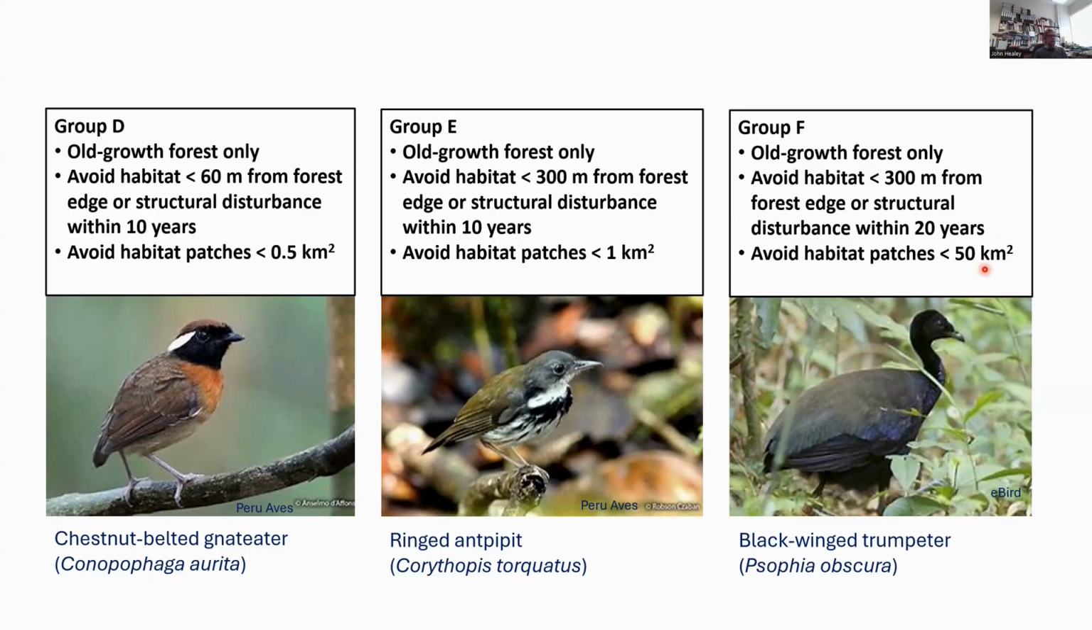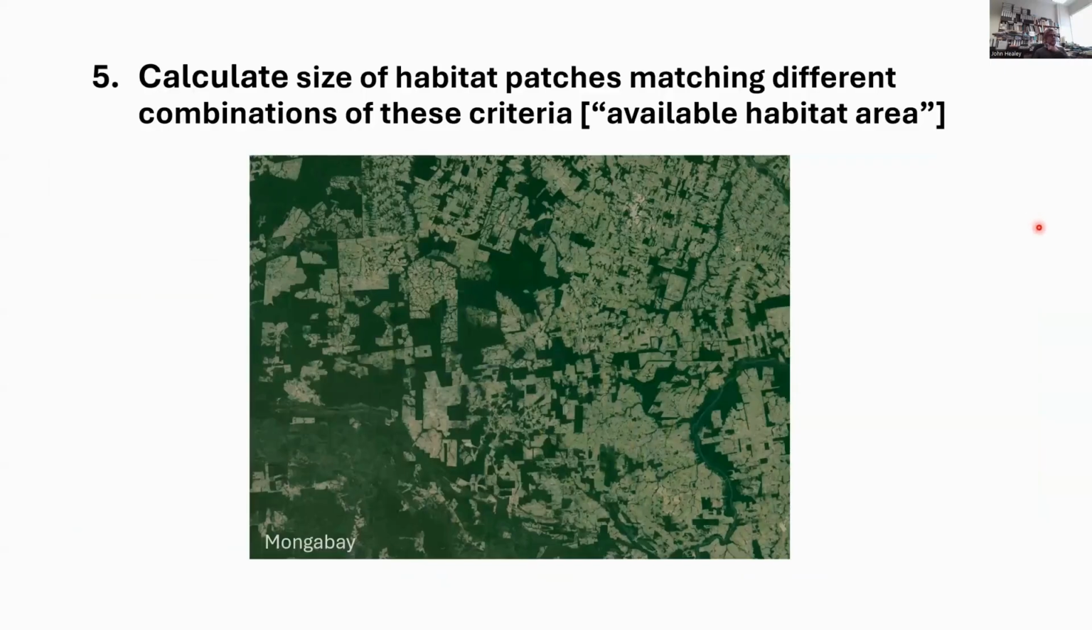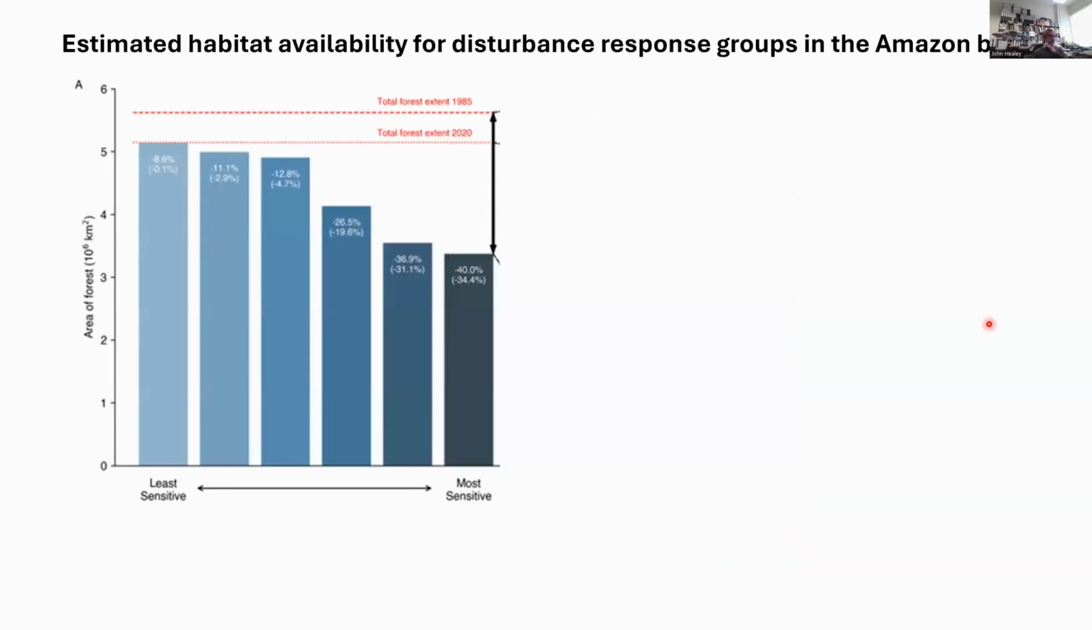Okay, so there are the 6 groups from A, most tolerant of disturbance, to F, least tolerant. And then applying those criteria from the ornithological expertise, Charlotte calculated the size of habitat patches in each grid cell, matching those different combinations of criteria required by each group, their so-called available habitat area. And here are some of the results.